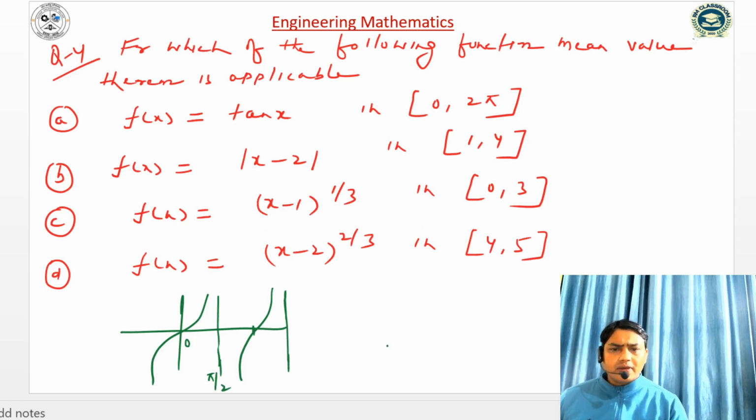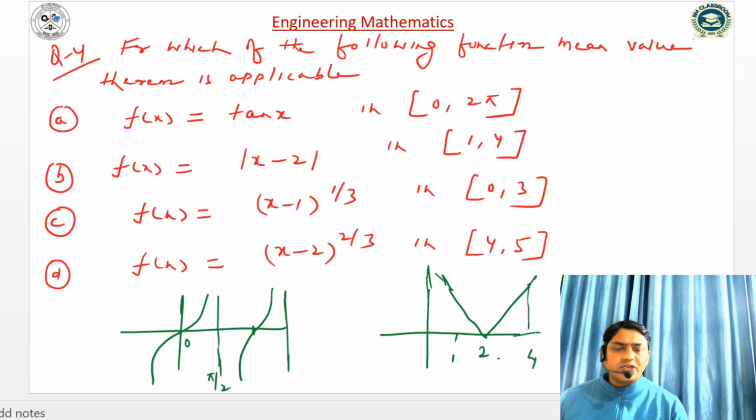Similarly, if I draw the graph of y is equal to mod x minus 2, at x is equal to 2, this value is 1 and this value is 4. So the function is not differentiable at 2. So f dash x will not exist at x is equal to 2. So we cannot apply the mean value theorem here.